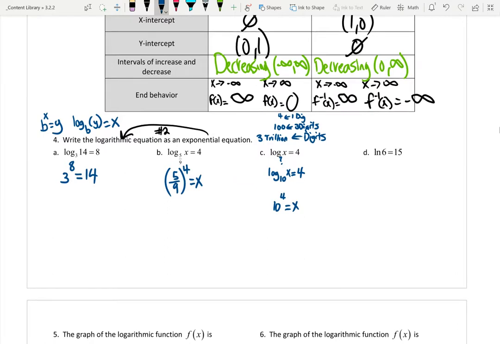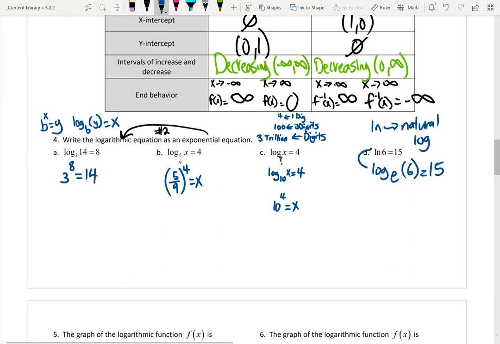ln is 6. ln is supposed to be read as the natural log. And that basically means this is log with the base e to 6 equals 15. This is shorthand for what this represents. Now I'm going to go ahead and convert forms. My base raised is equal to 6.